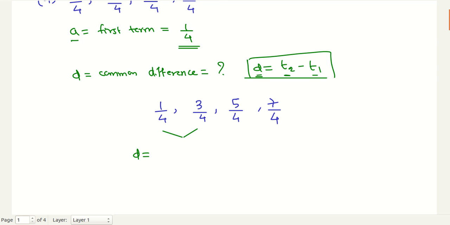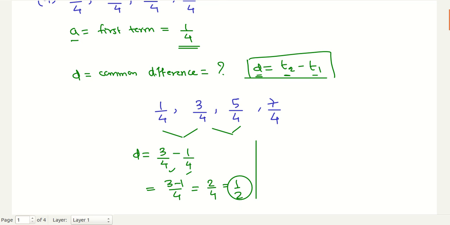I will show you from here. Now the value of D over here is: subtract 1 by 4 from 3 by 4. Since the denominators are same, you can directly do the subtraction. So it is 3 minus 1 by 4, that is equal to 2 by 4, and that is equal to 1 by 2. So this is the value of D. Similarly, do it over here also. 5 by 4 minus 3 by 4, since the denominator is same, 5 minus 3 is 2 by 4. So again the value is 1 by 2.